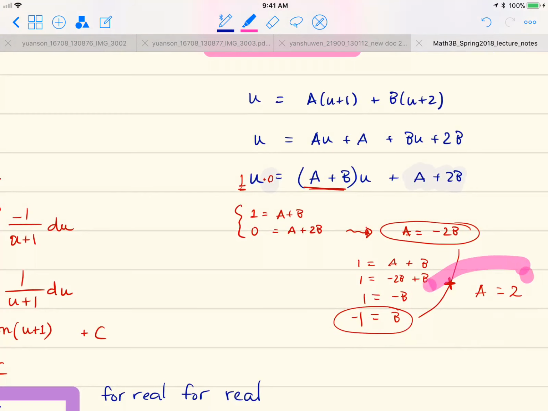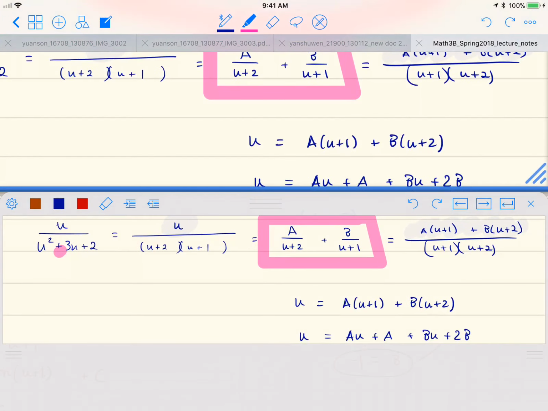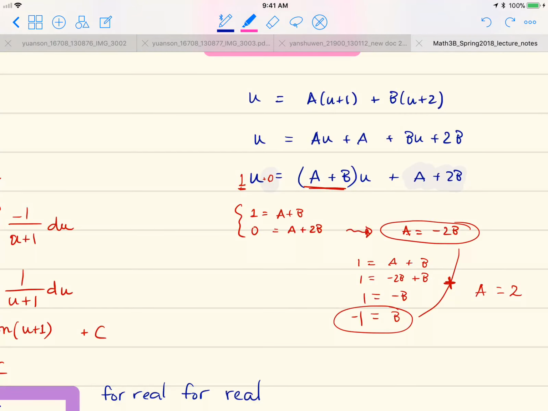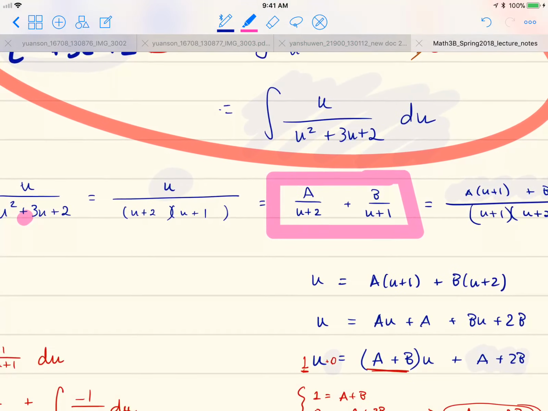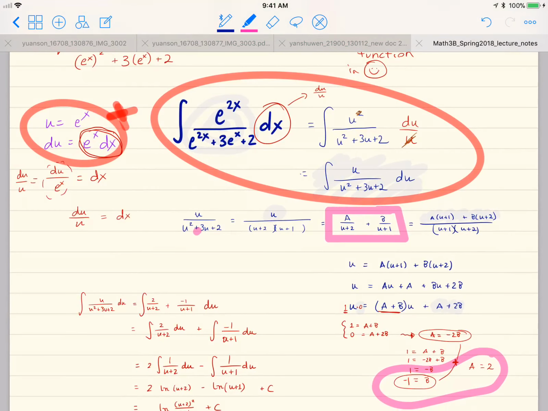And then once we did that, we were able to plug it back in, right? So once we figured out A and B, we plugged that back into our partial fraction decomposition form. And then that gave us an integral.